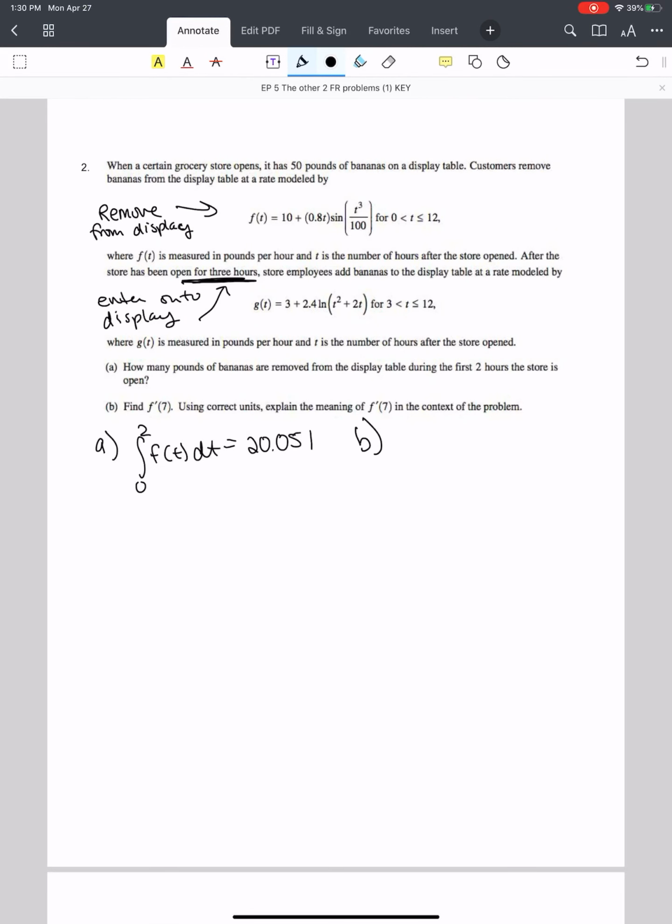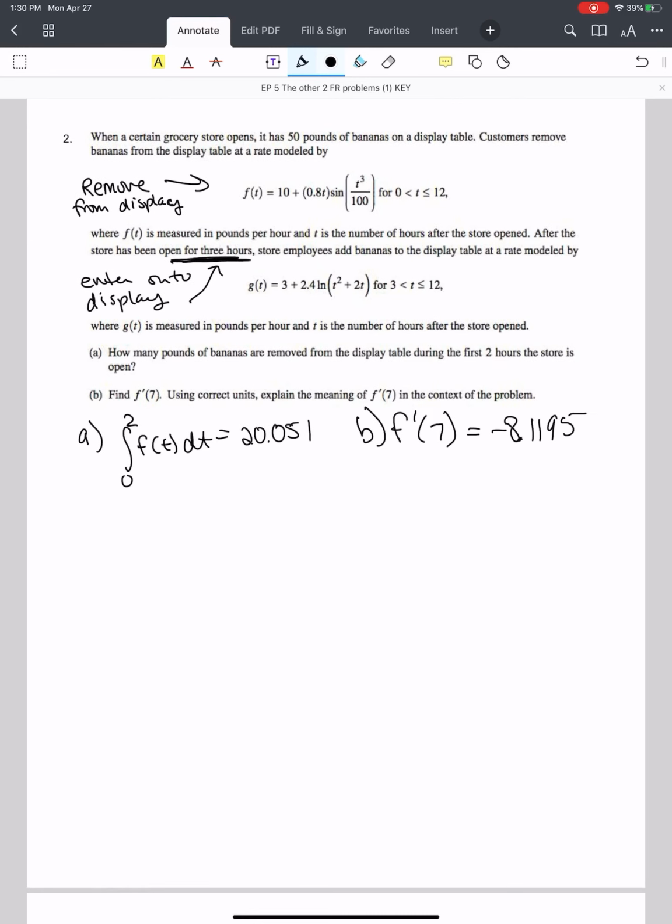For part B, you just have to do f prime of 7, and I showed that to you in the calculator. Here's the hard part. The hard part is justifying this. You can't just say, oh, the rate is this. You have to use their language.